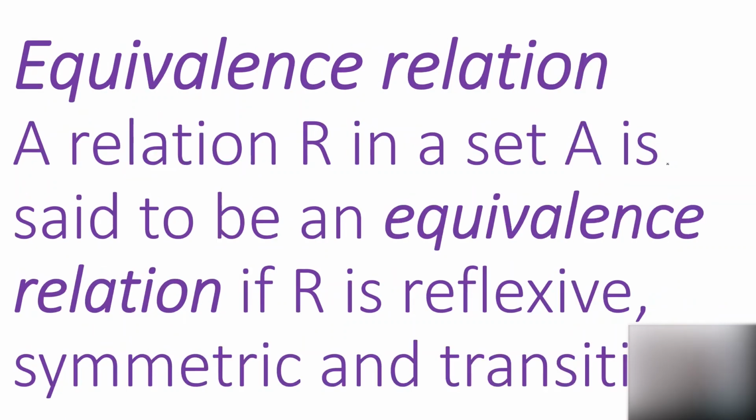Next is the equivalence relation. A relation R in a set A is said to be an equivalence relation if it is reflexive, symmetric as well as transitive. If it follows all three properties, then that relation is known as an equivalence relation. If the relation is not reflexive, or not symmetric, or not transitive, then that relation is not an equivalence relation. Let's try to understand with an example.